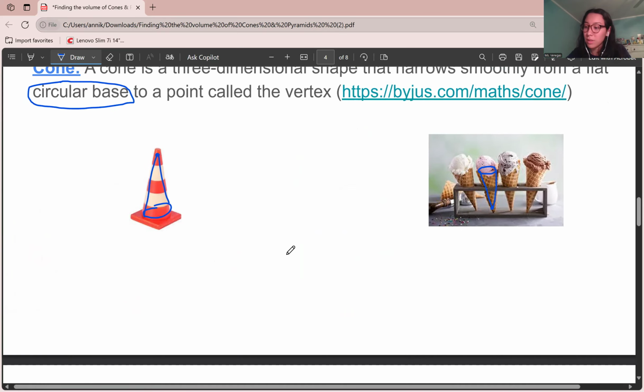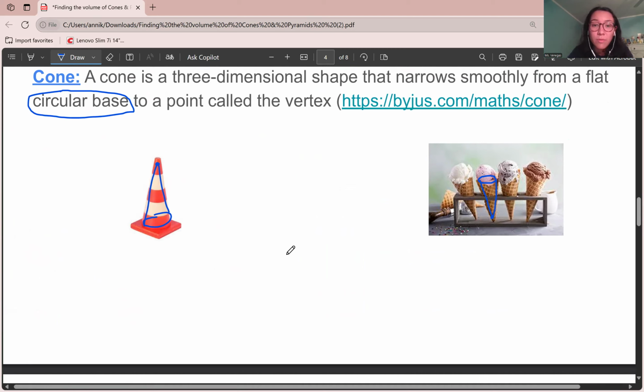And then the formula for cones comes from the same formula that pyramids come from. Volume equals 1/3 base times height. Notice that the formula changes based on what the base is. So in this case, our base is going to be a circle, so we have to use the formula for the area of a circle.